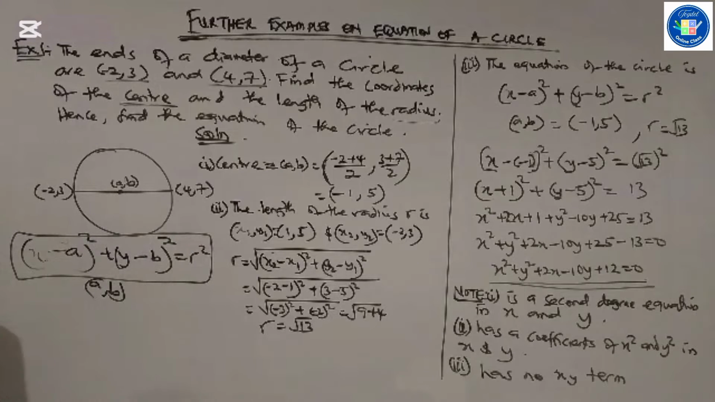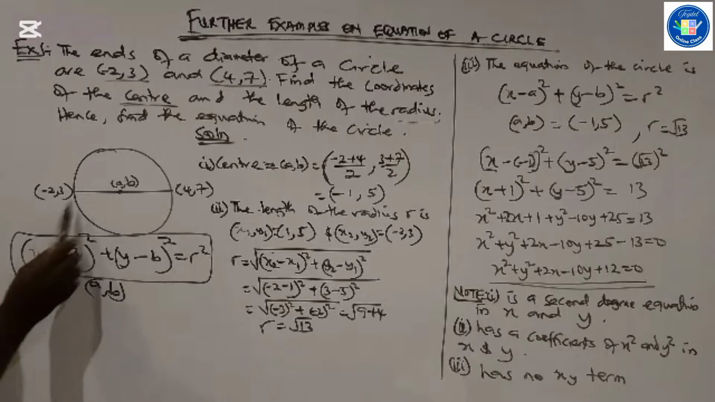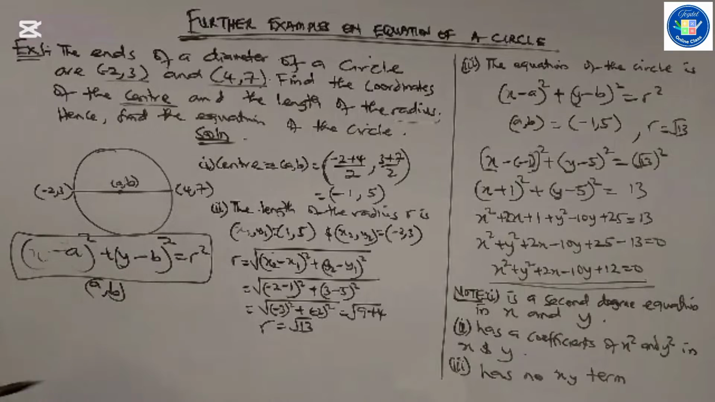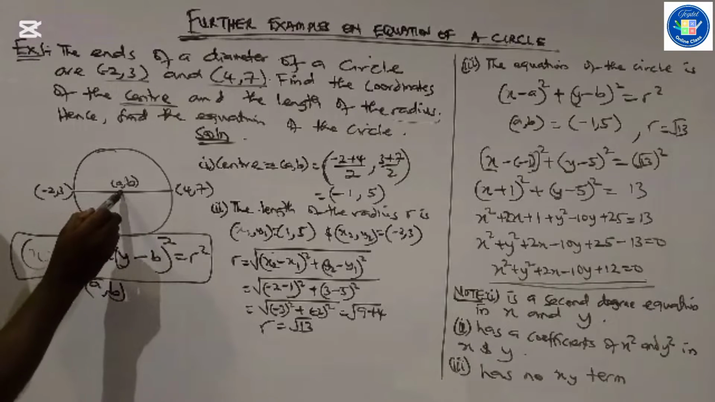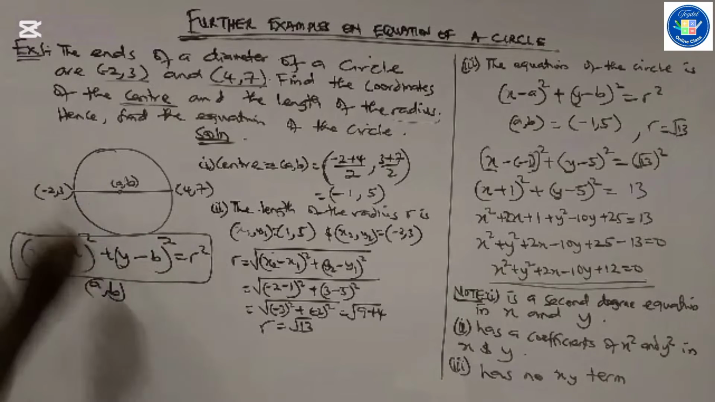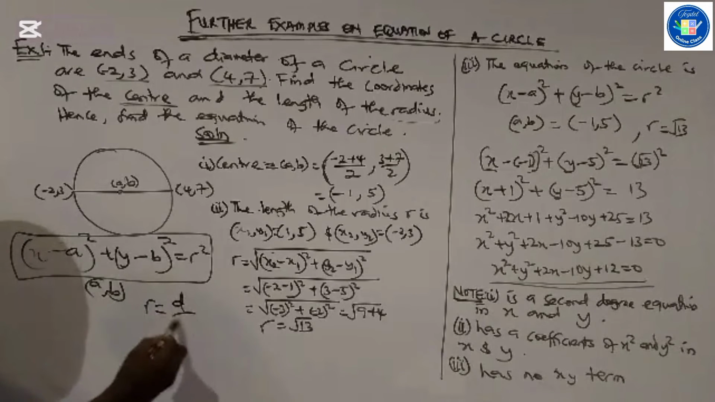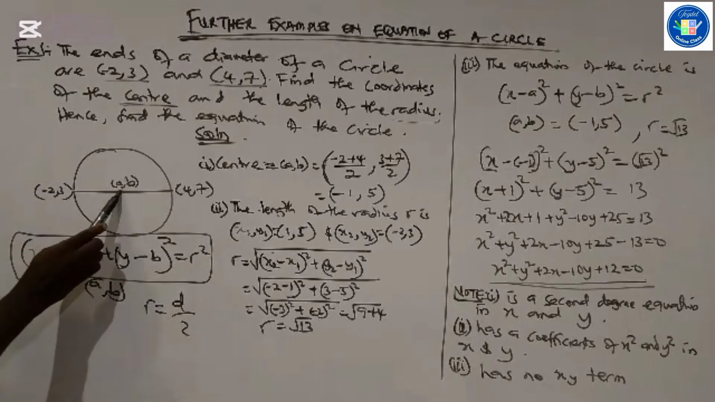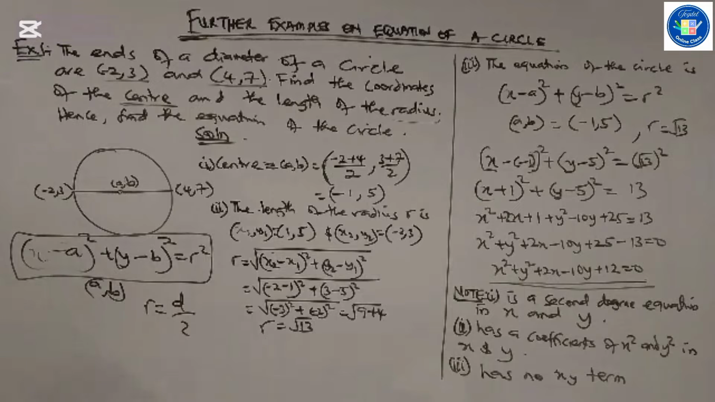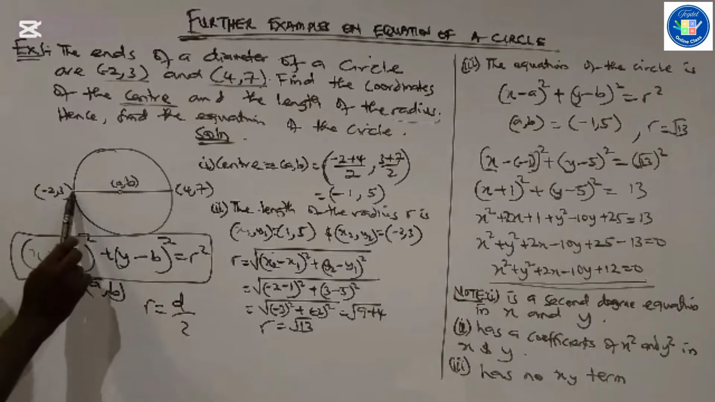But in this case, we are given the coordinates of the diameter. And of course, we know that a diameter is a line that passes through the center of a circle and divides the circle into 2 equal halves. Then the radius is the diameter divided by 2. So how do we get the coordinates of the center? We are going to use the knowledge of the midpoint of a line. Of course, the diameter is a line.